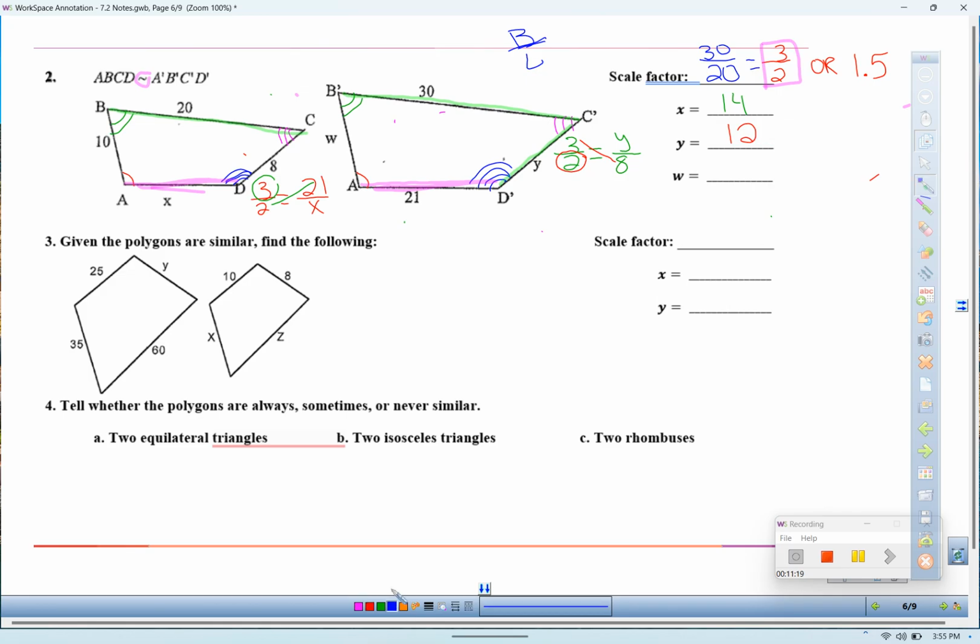Okay, looking at w. Once again, setting it up just like I have been. Now I'm going to go find that w. Here's w. He's on the big one, so the w is going to go up top. What's in proportion with w on the little one? It's right over here. It's 10. It's going to go on the bottom. Okay, so now I can cross multiply these, divide by the guy opposite of w, and I will get 15.